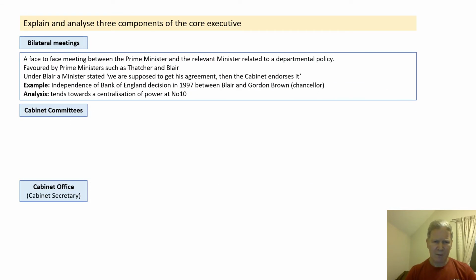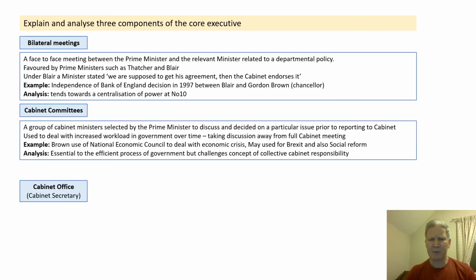Okay. Here we are, the different aspects of the different components of the core executive. First of all, bilateral meetings. Crucially, this is linked to the style of the Prime Minister. So when we're looking at Prime Ministerial power later on, we'll be discussing the relevance of styles such as Blair and Thatcher and how they used bilateral meetings to dominate their cabinet.